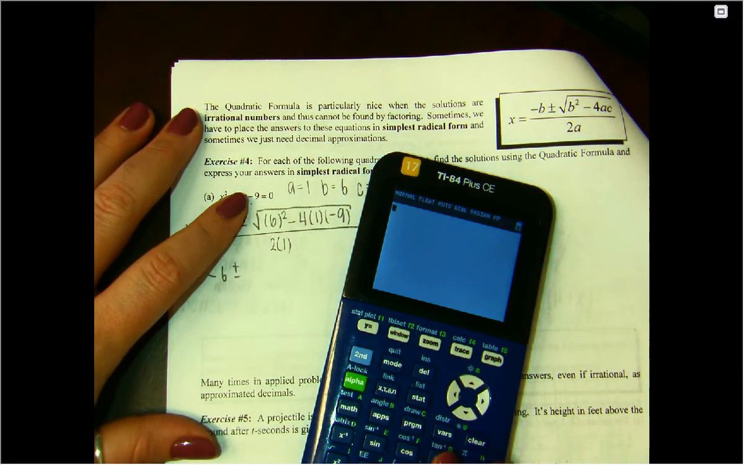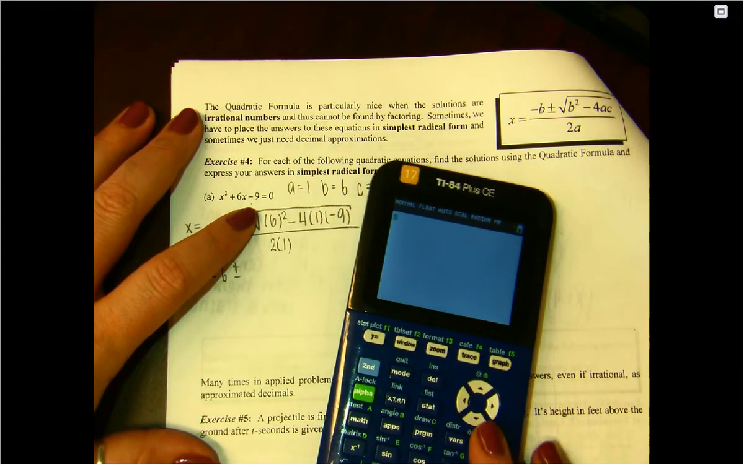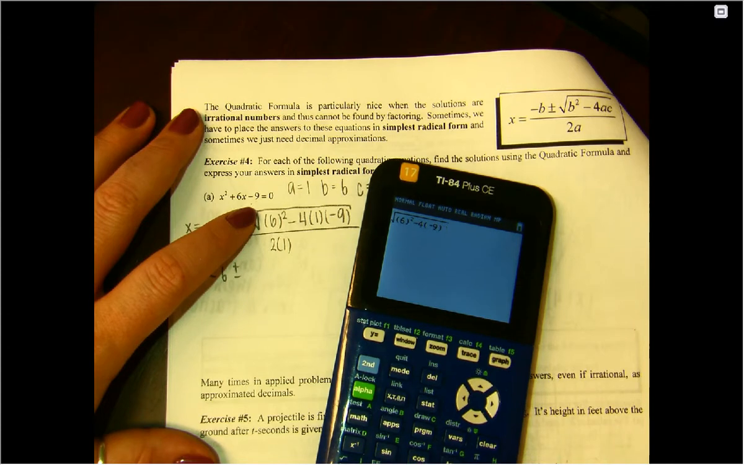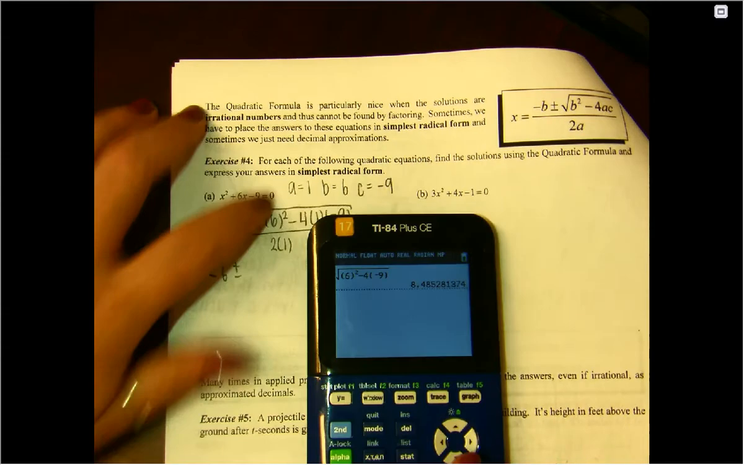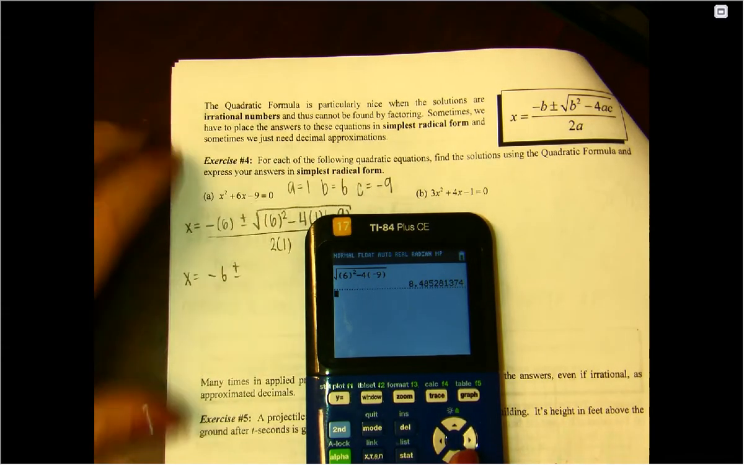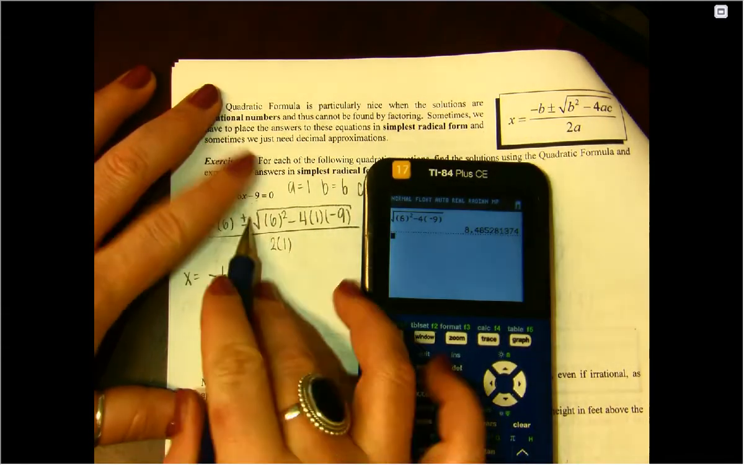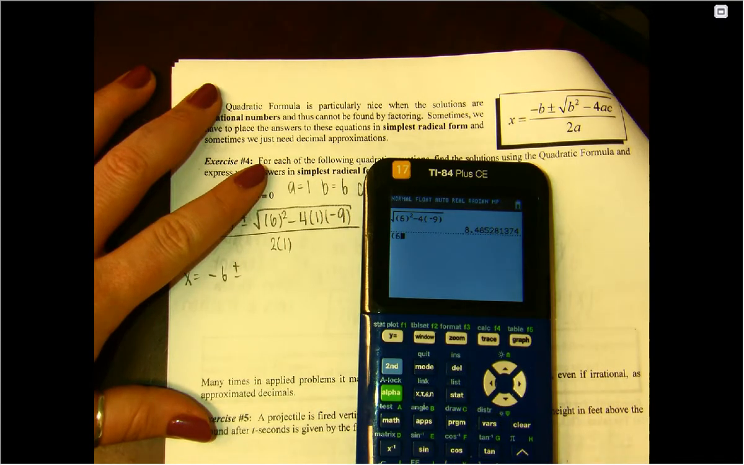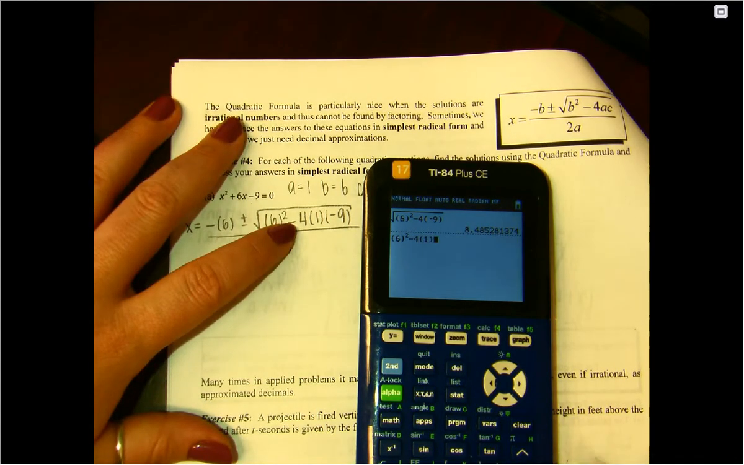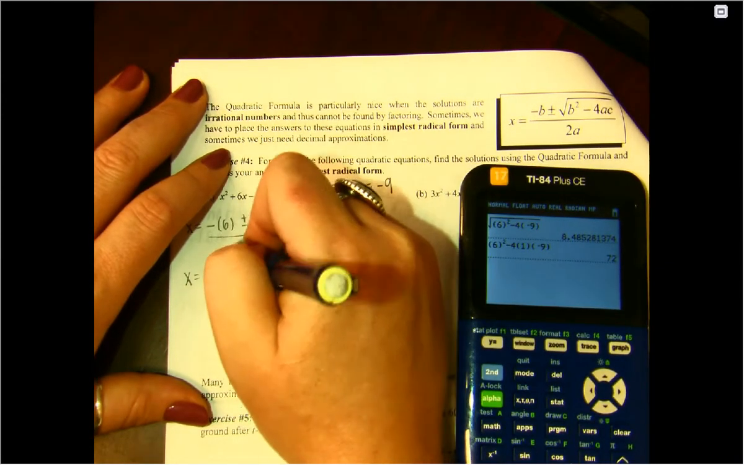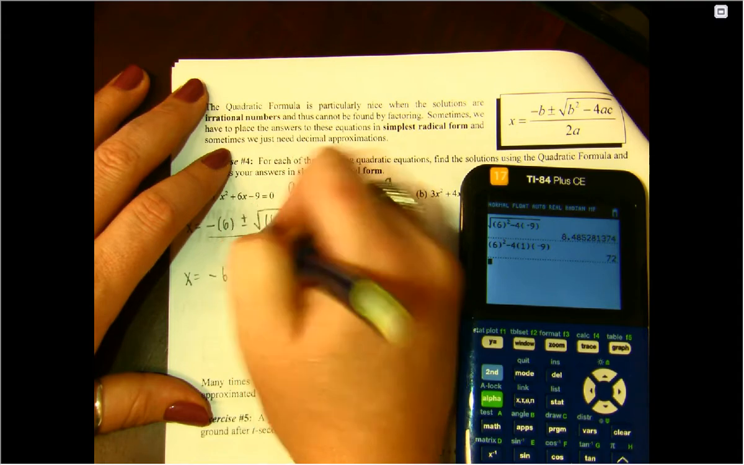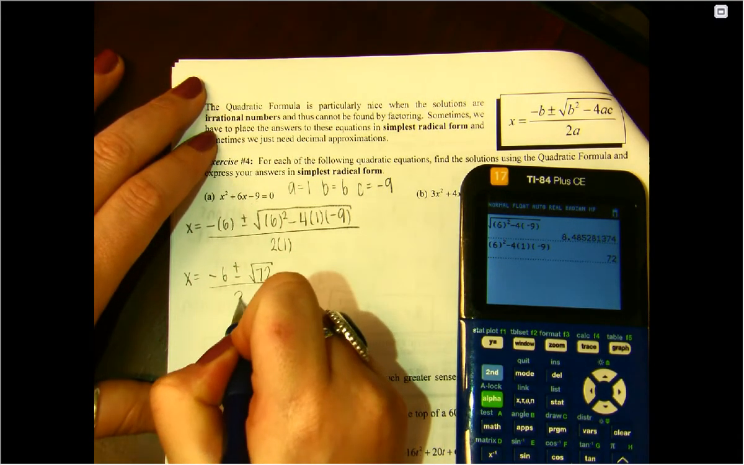And the reason I simplify just underneath the radical is because if I just plug this whole thing in here like this, 6 squared minus 4 times negative 9, I get an irrational number, and the quadratic formula says simplest radical form, so I need to leave everything in radicals anyway. So I'm just going to use what's underneath the radical and get that number output. Okay, so this is radical 72 all over 2.